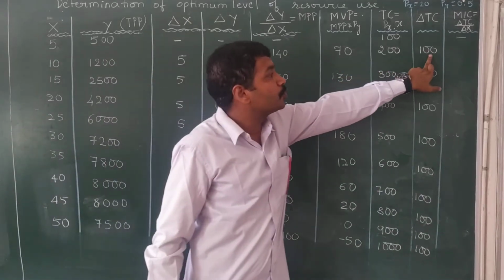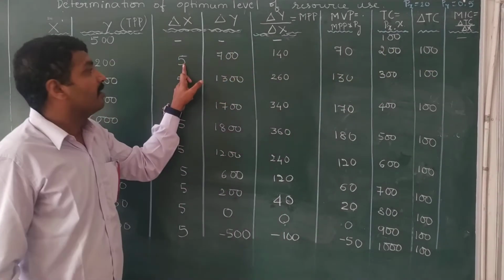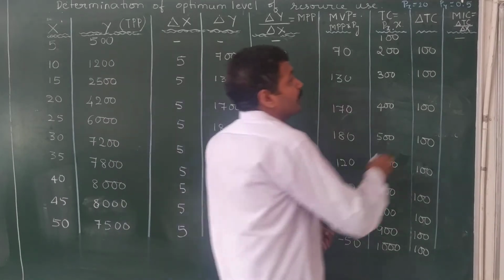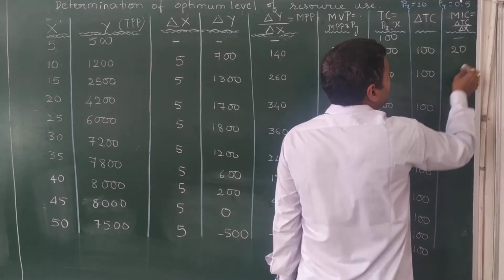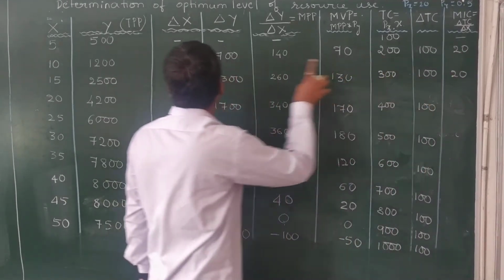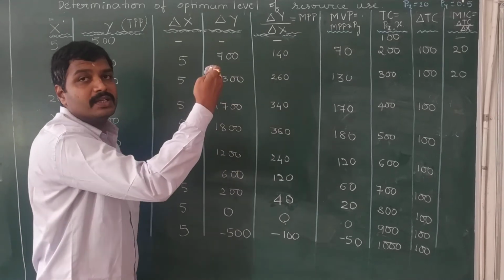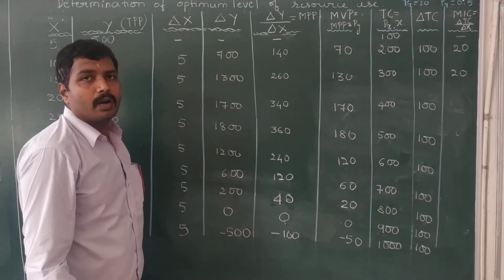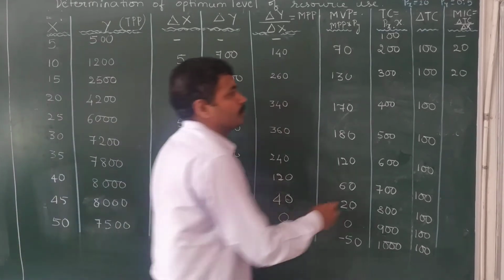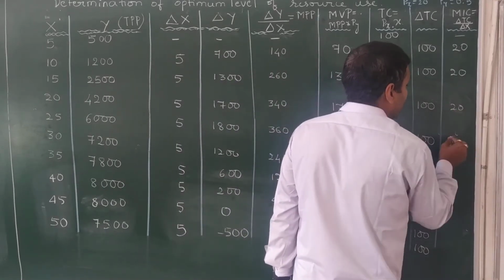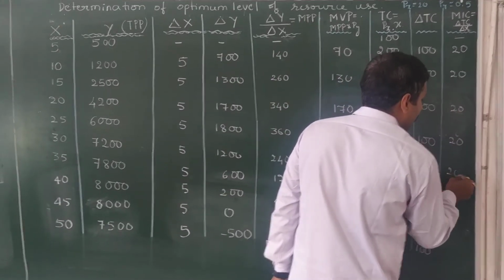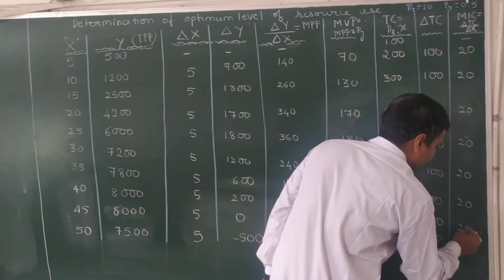So it is 100 divided by 5. Okay, it is 20, 20. Is it not 100 divided by 5? It is the same for all other observations, so that it becomes 20, 20, 20, 20.